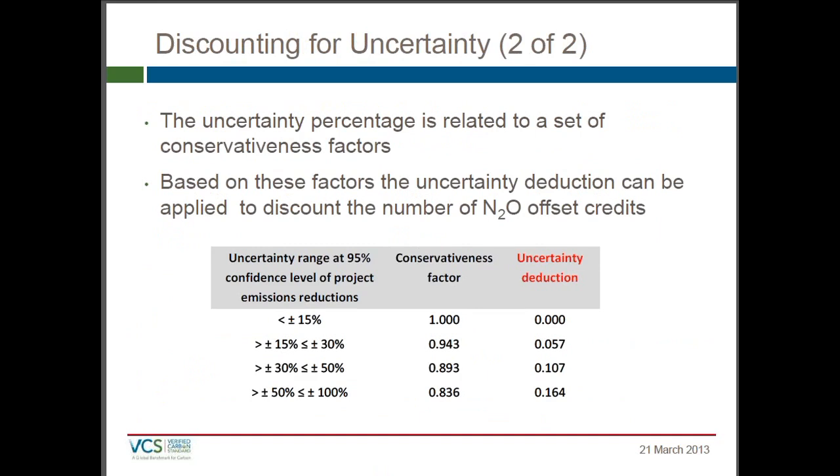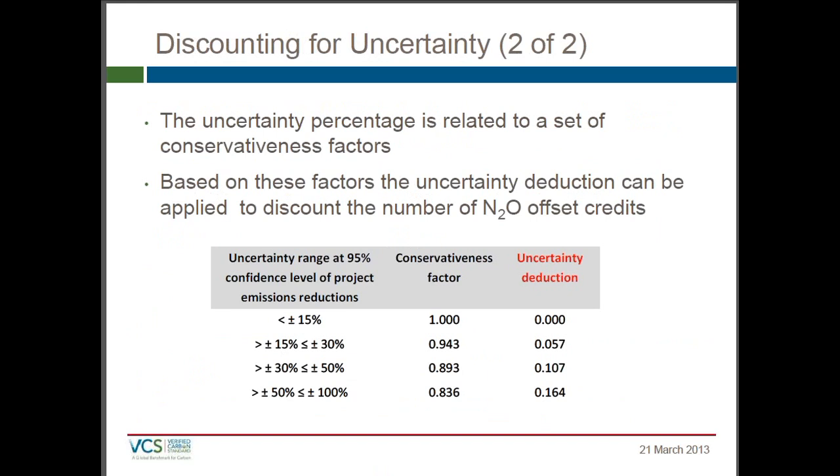And this uncertainty percentage is related to, in our methodology, a set of available conservativeness factors from the UNFCCC and IPCC, and these can be used to assign uncertainty deduction factors. These deduction factors are then plugged back into the equation from the previous page, and you can discount the number of offset credits awarded to the project. In short, the greater the uncertainty associated with emission reductions, the greater the deduction. However, we believe that even with a relatively high project uncertainty, the credit deductions are not so severe that they would act as any barrier to prevent project implementation.